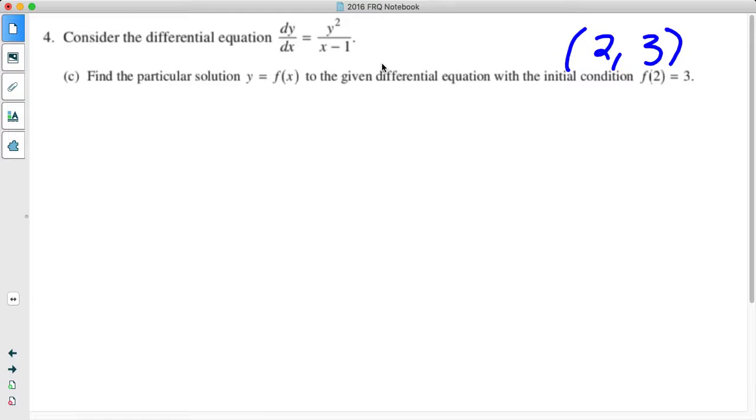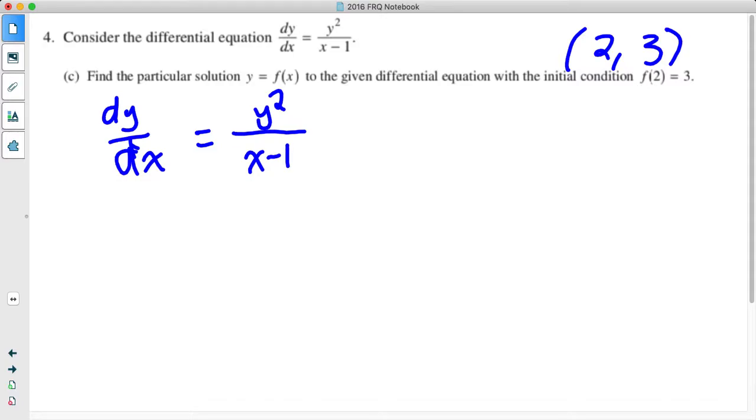So we're going to start this off. We're going to take dy/dx, and we're going to do our separating variables. Separate our variables and basically just go through this whole process of solving this thing for y.